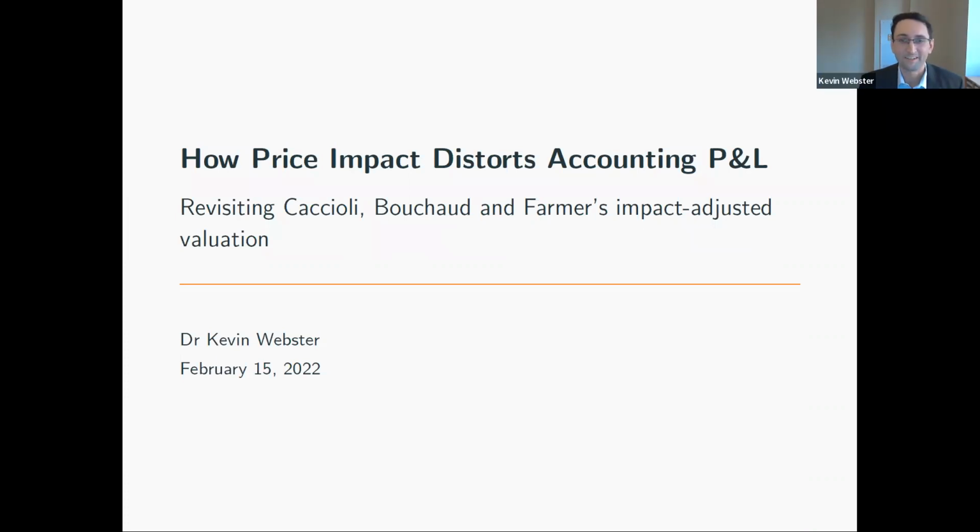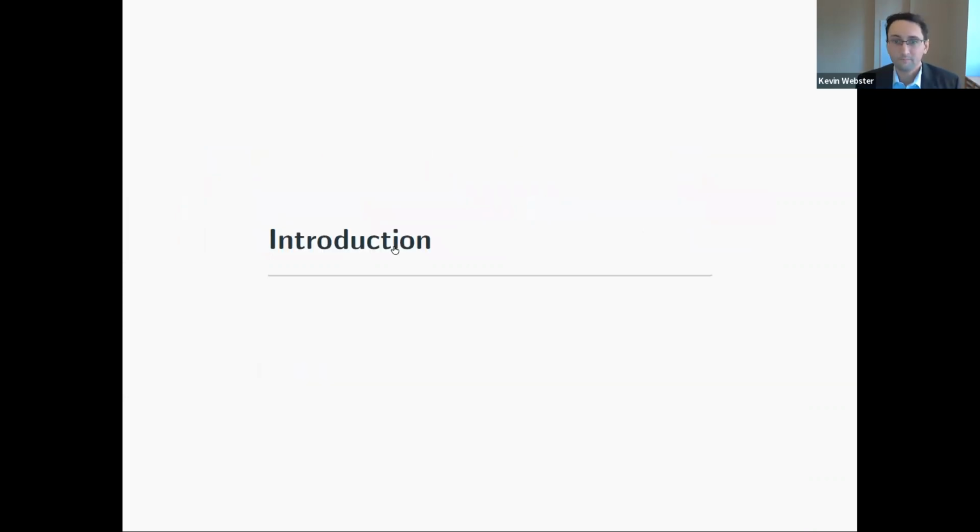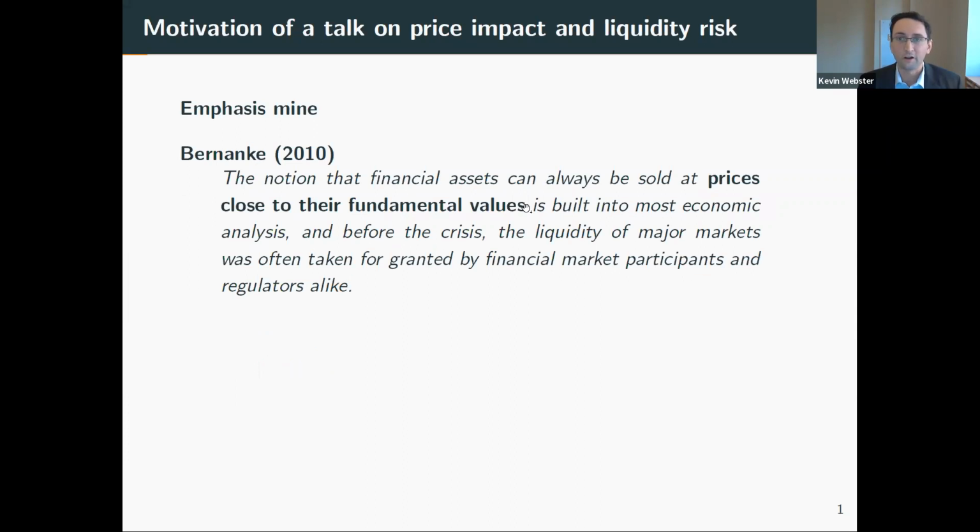Thanks. So as Sasha said, I'll be talking about how price impact distorts accounting P&L. As a motivation for this talk, at the intersection between price impact and risk management, specifically liquidity risk, I'd like to provide two quotes that I think are quite powerful. The first one is by Ben Bernanke in a speech about the financial crisis that he gave in 2010. In it, Bernanke states that the notion that financial assets can always be sold at prices close to their fundamental values is built into most economic analysis. And before the crisis, the liquidity of major markets was often taken for granted by financial market participants and regulators alike.